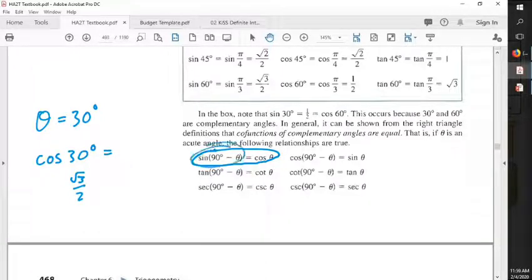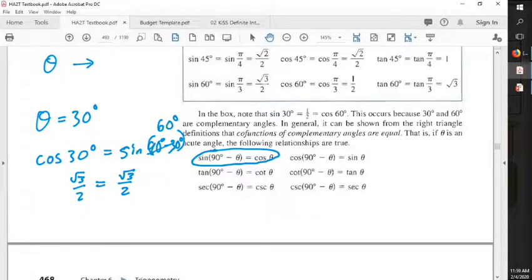Now, the other side would be sine of 90 degrees minus 30 degrees. What do you get? Well, that would be 60 degrees. What is sine of 60 degrees? It is also rad 3 over 2. So you know what this means? Theta and 90 degrees minus theta are complementary angles. And if you have complementary angles, then you have these cool cofunction identities.